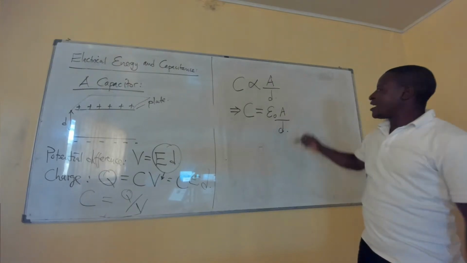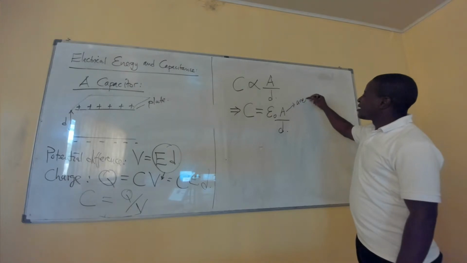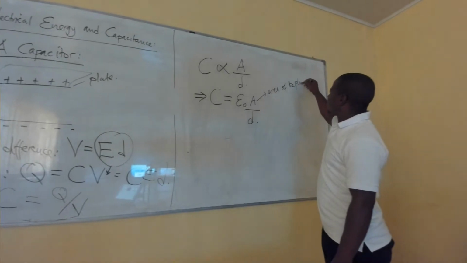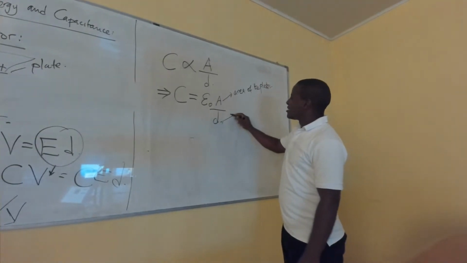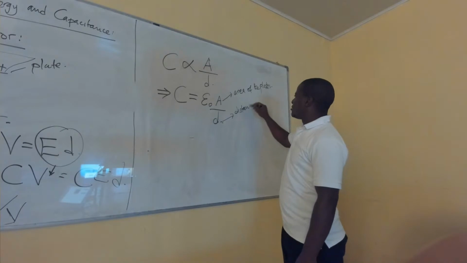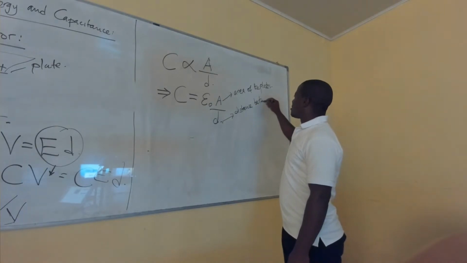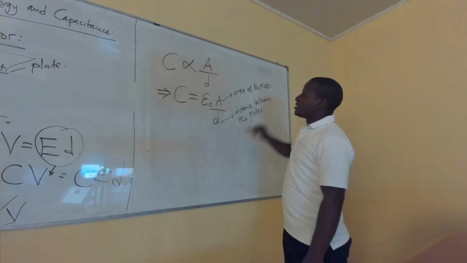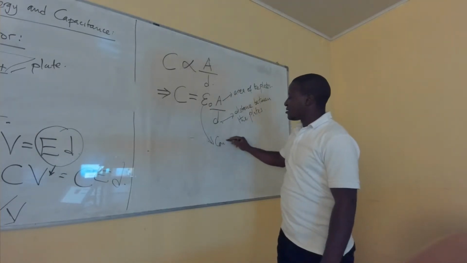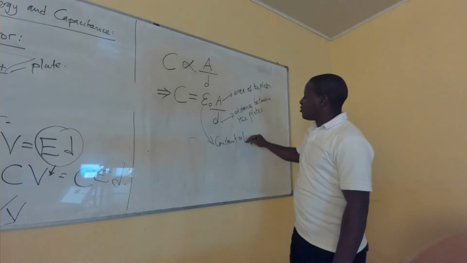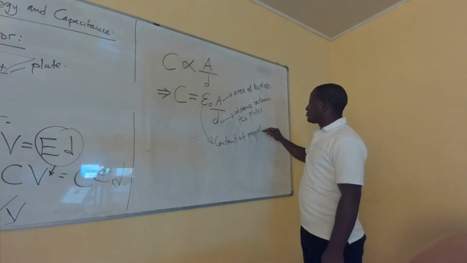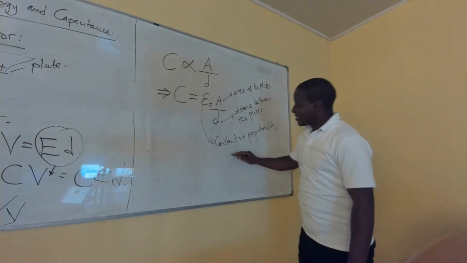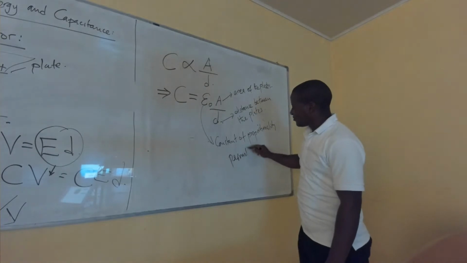By D, where A is the area of the plates, like that. Then D is the distance between the plates, and that is the constant of proportionality, which is called the permittivity.